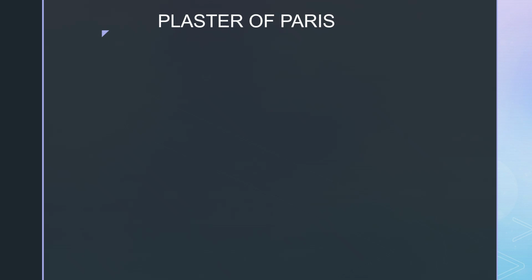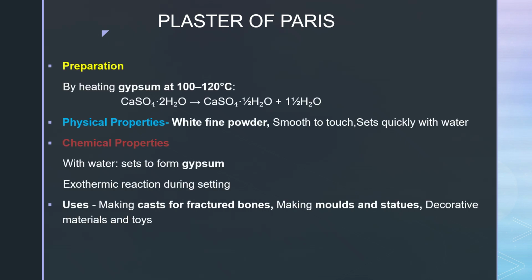Now moving towards the last salt, that is plaster of Paris. It is prepared by heating gypsum. The gypsum is CaSO4.2H2O, and the temperature will be approximately 100 to 120 degrees Celsius. Do not exceed the temperature, otherwise the plaster of Paris will lose its water of hydration and convert into a hard mass which cannot be shaped into any structures. So it will give CaSO4.½H2O, and 3/2 H2O is left over.